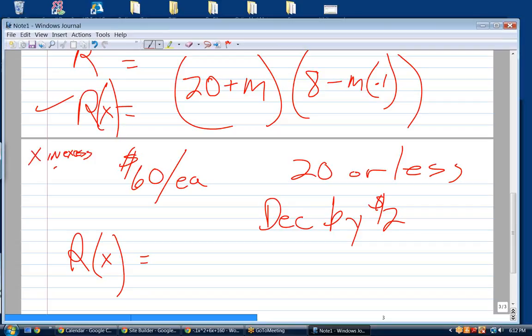Okay, so X is people over 20? Yeah. Notice the same thing on the previous problem. M was the number of new members, not the total members. So X is going to be the amount in excess of 20. So we're going to have 20 plus X as our total number of passengers, and we're going to multiply that by 60 minus the total number of new passengers times 2.